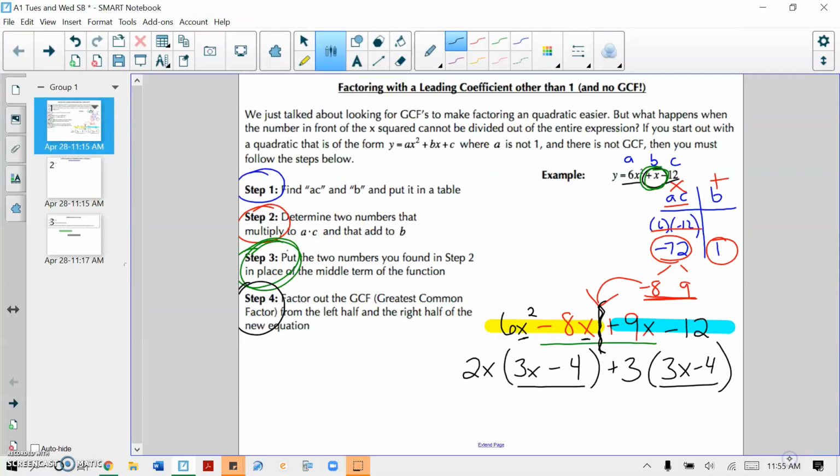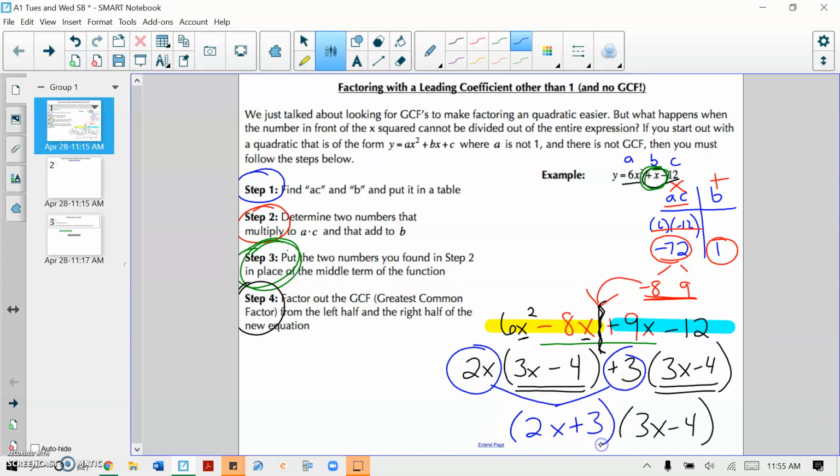Now what you do is you take both these guys to make your two parentheses. The one that was repeated is one of your factors. And then these two guys here in the front kind of join together as the other factor.